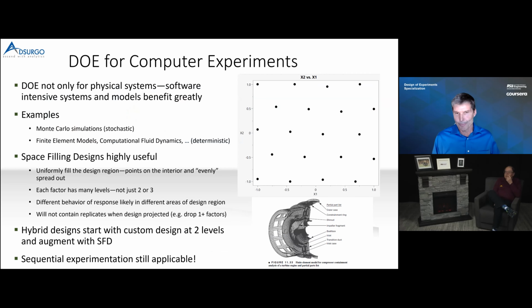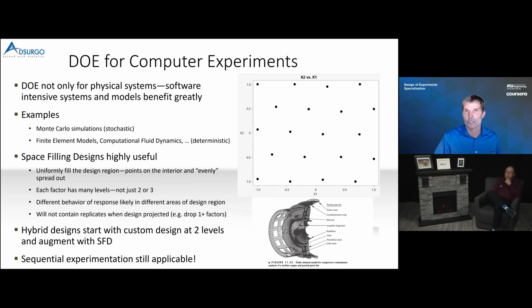You're all very well familiar with the classic design of experiments, but here we have a somewhat different scenario where we depart the physical system and we're in the software. And there are really two flavors of computer experiments, one being the Monte Carlo type, where the same inputs don't necessarily result in the same outputs. Different from that would be the idea of deterministic.